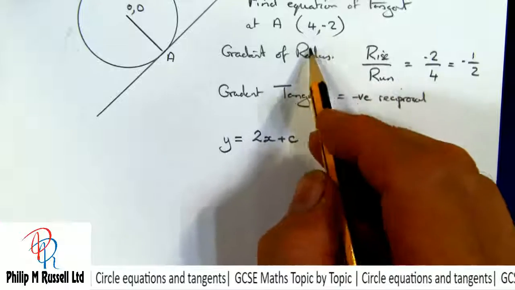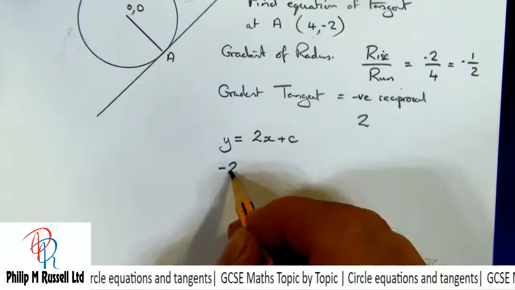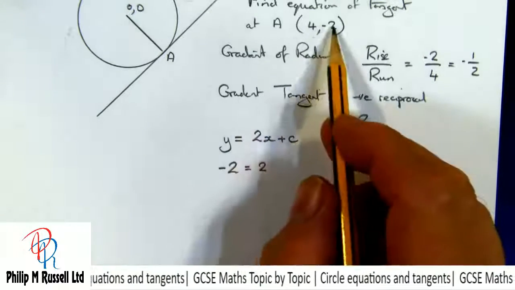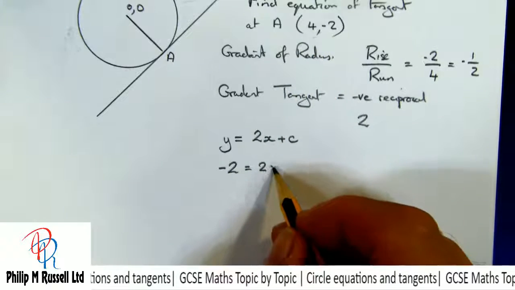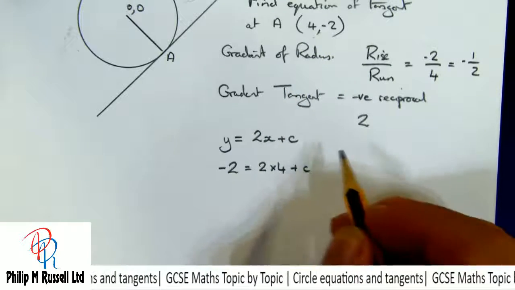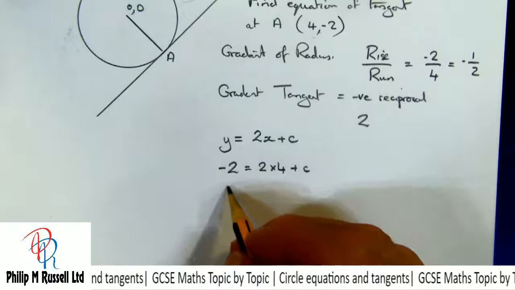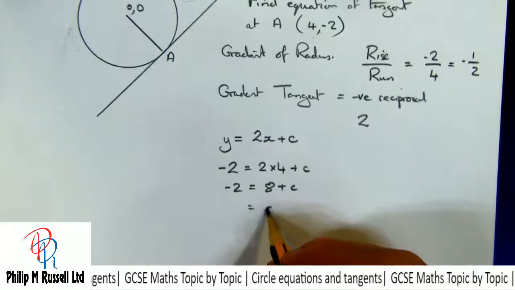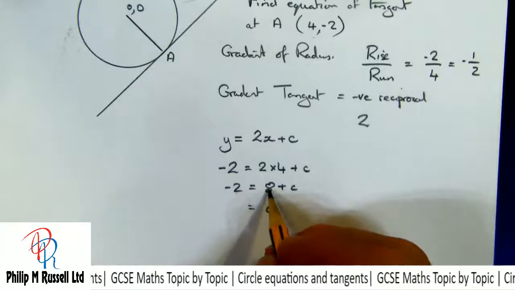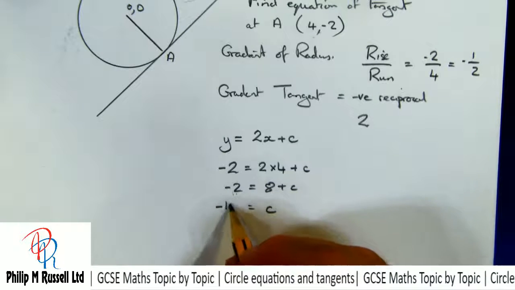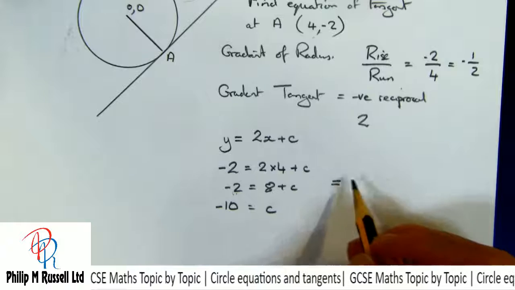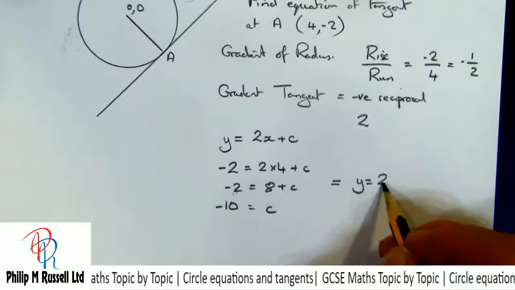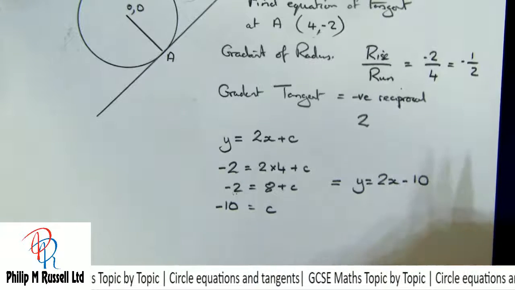I can work this one out the other way just for fun. This is going to be minus 2 equals 2 times, and we know our value of x is 4. So I've got minus 2 equals 8 plus c, so therefore c is going to be minus 2 minus another 8, which is minus 10. So that's going to give me an equation of my tangent of y equals 2x minus 10.